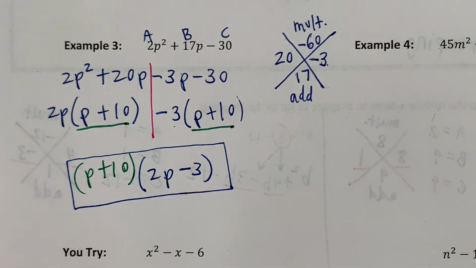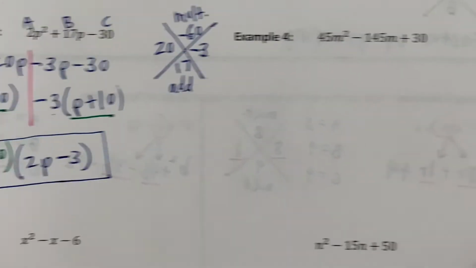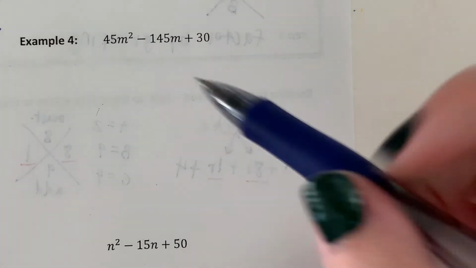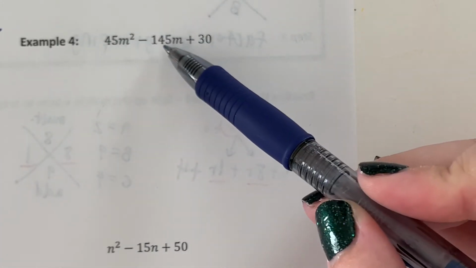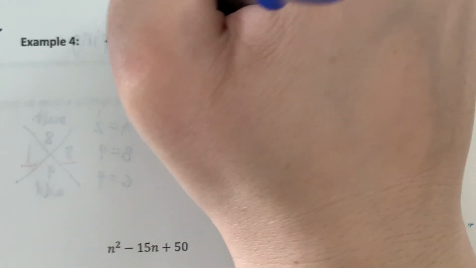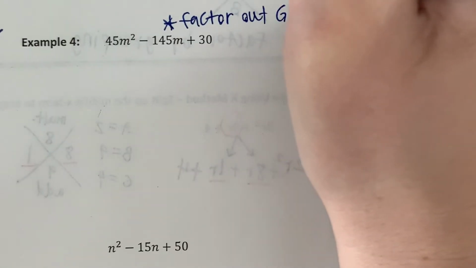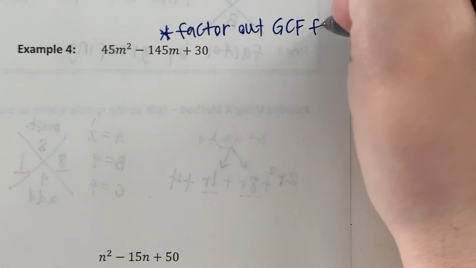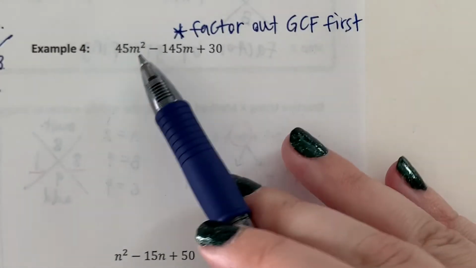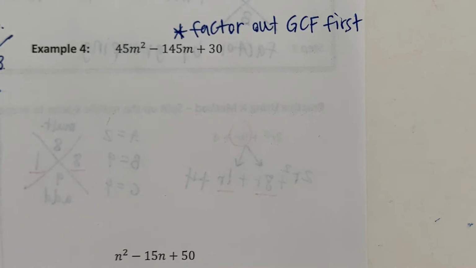All right, last example before you try some on your own. So in example 4, let's see, is there a GCF we could pull out? I'm noticing some large numbers here, 45, negative 145, and 30. So this is one we can make a note. We're going to factor out a GCF first. And kind of a giveaway is when the numbers are so large, chances are we'll be able to factor out a GCF. So what number goes into 45, negative 145, and 30?